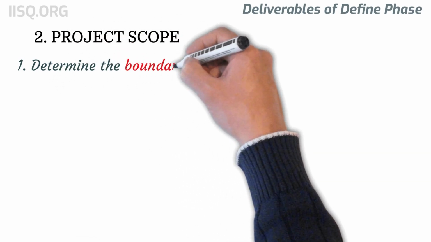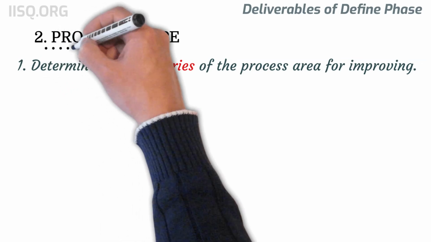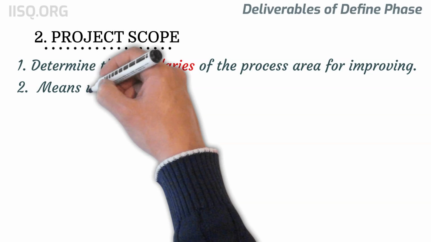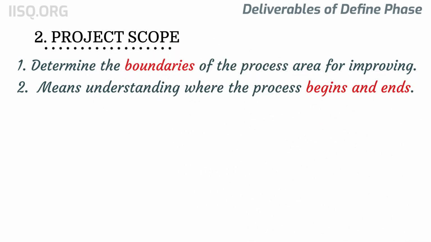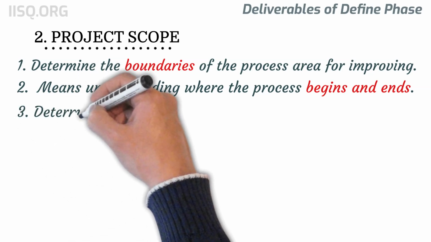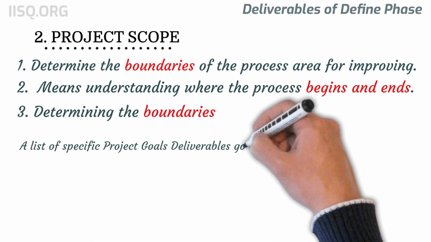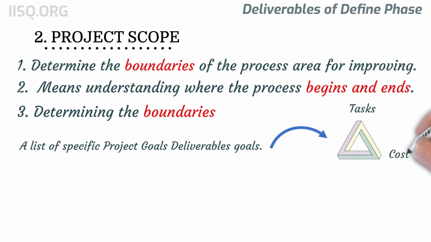The second key deliverable of the Six Sigma define phase is to determine the boundaries of the process area for improving. That is the project scope. Simply stating, determining the process boundaries means understanding where the process begins and ends. The scoping study in a Six Sigma project normally consists of determining boundaries in terms of documenting a list of specific project goals, deliverables, tasks, costs, and timelines.